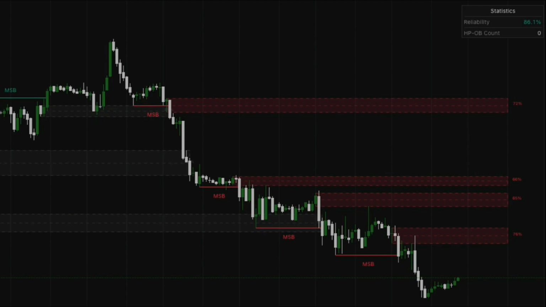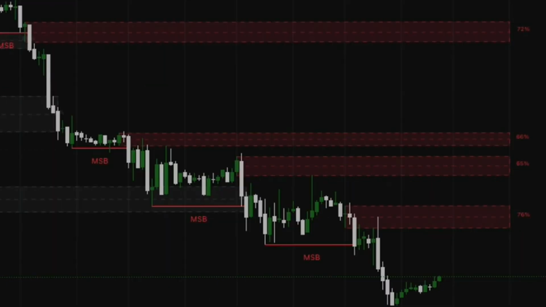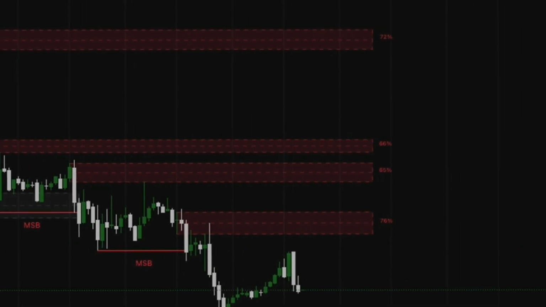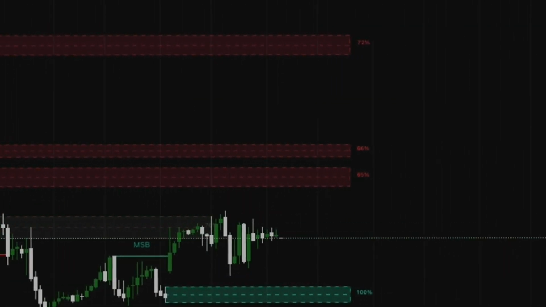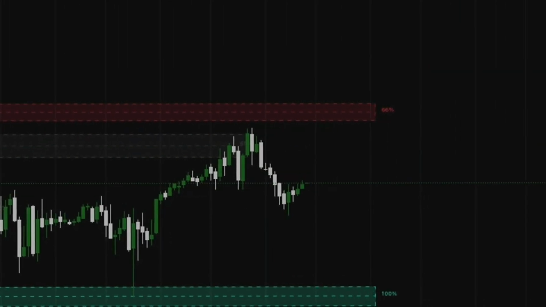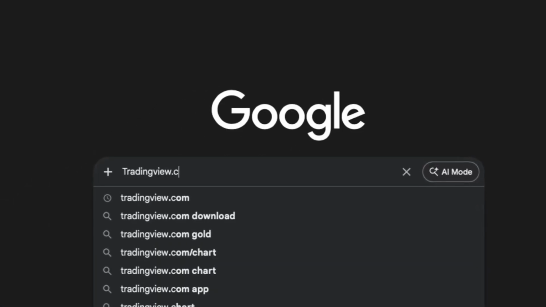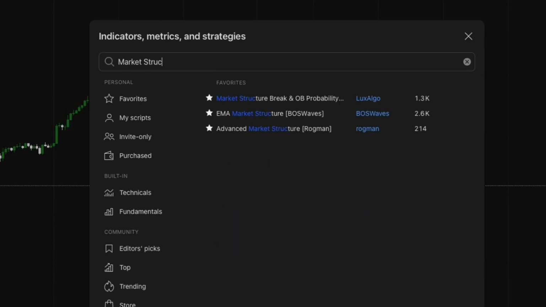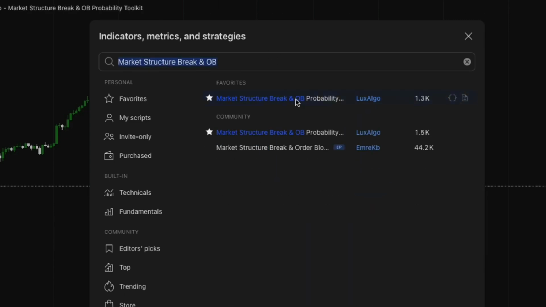This market structure indicator we are revealing today is designed to filter out low-quality signals and highlight the structural levels institutions actually care about. In this video, I'll show you exactly what this indicator does, how to set it up correctly on TradingView, and how to use it as part of a clear, repeatable trading strategy. To add it to your chart, head over to TradingView. Click on Indicators and search for Market Structure Break and OB Probability Toolkit by LuxAlgo.